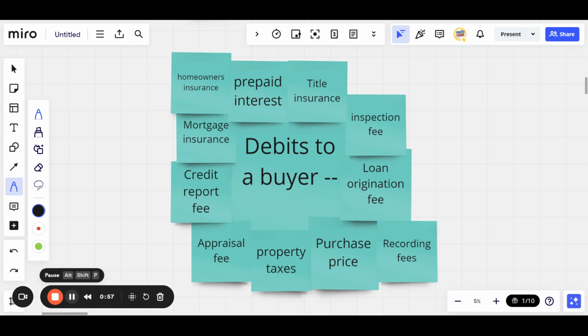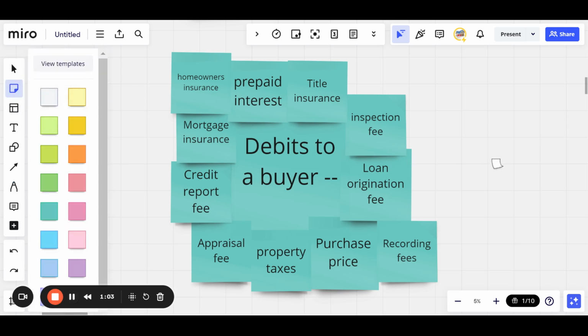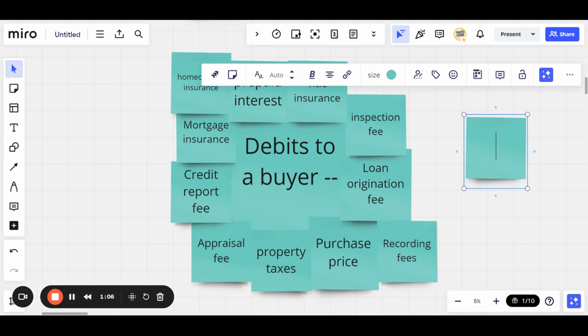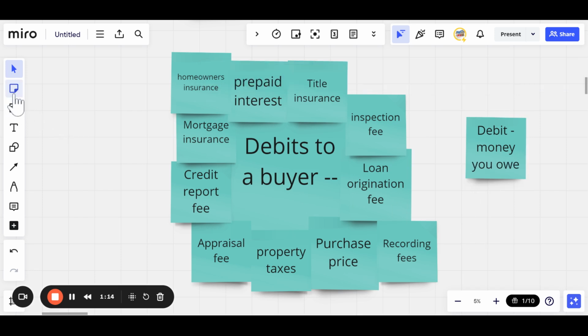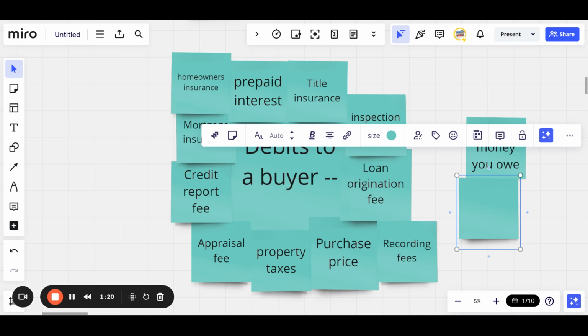So, when we're looking at debits and credits, let's first identify what a debit is and what a credit is. So I'm going to put a post-it note up here. So a debit is money that you owe, right? Think of your debit card, right? When we say, hey, I'm paying with my debit card, right? That's going to be a debit. And then a credit is money owed to you.